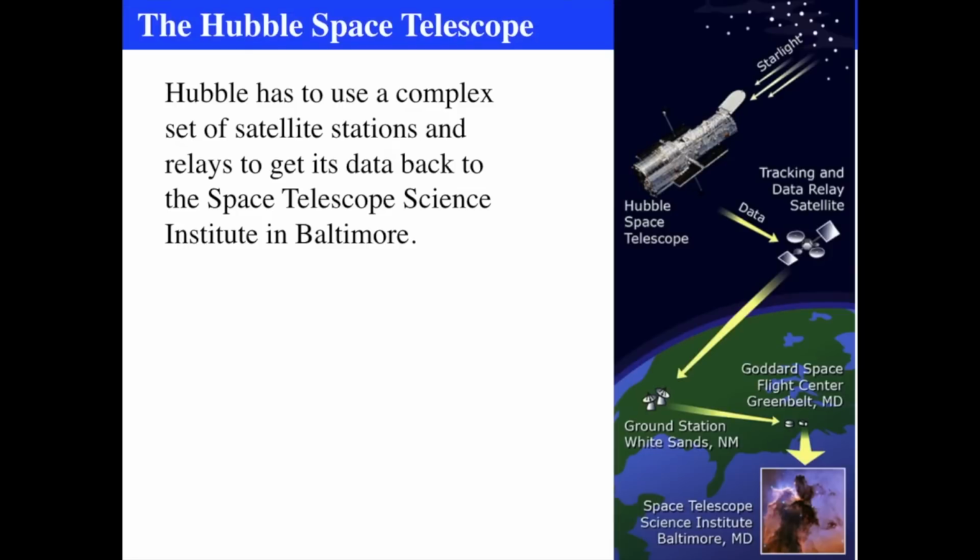So how does it get the information down? When the Hubble Space Telescope takes the image, it doesn't directly broadcast it. It sends the data by radio to tracking and data relay satellites. Those satellites store the data and then send it down to ground stations at various locations, specifically White Sands Missile Range in New Mexico. Then the data is transferred by wire to the Goddard Space Flight Center in Greenbelt, Maryland. Right next to Goddard is the Space Telescope Science Institute in Baltimore, where all of the computing facilities live and where the data is stored.